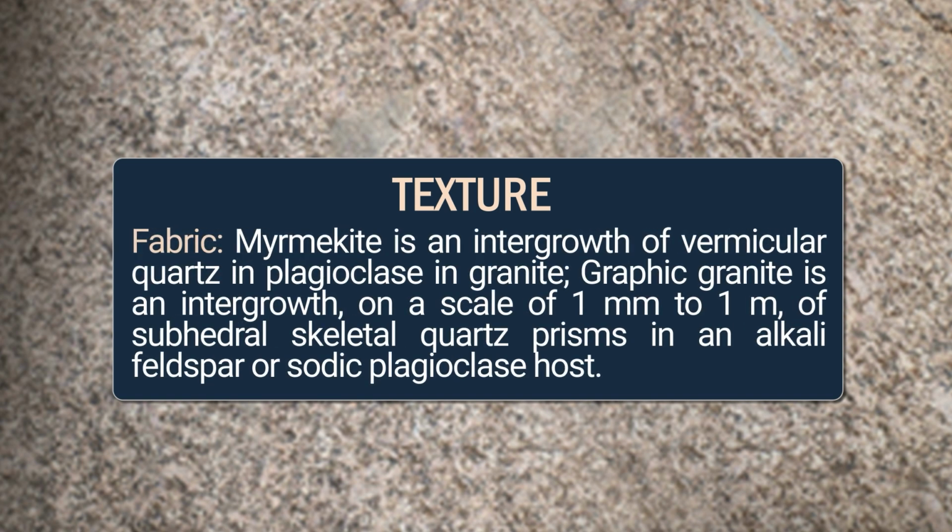One happens to be the myrmekite, which is an intergrowth of vermicular quartz in plagioclase in granite. Graphic granite, on the other hand, is also an intergrowth, but on a bigger scale. It is on the scale of 1 millimeter to 1 meter, and subhedral skeletal quartz prisms can be seen in an alkali feldspar or sometimes even sodic plagioclase host.